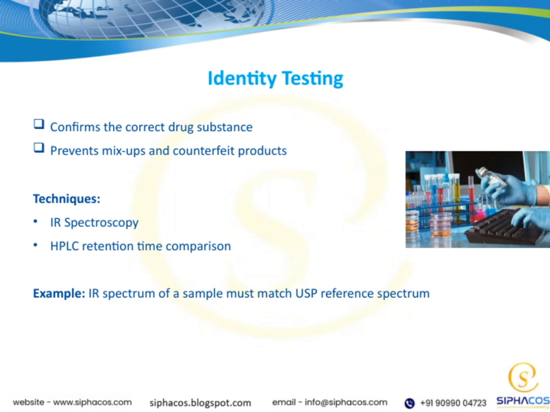For example, in IR spectroscopy, we look at the spectrum of our sample. If it matches the USP reference spectrum, we can confidently say that our sample has the correct identity. This kind of testing is essential for maintaining quality and safety throughout the drug manufacturing process.